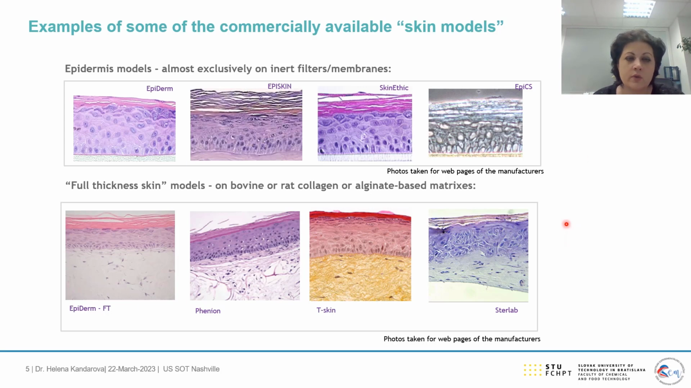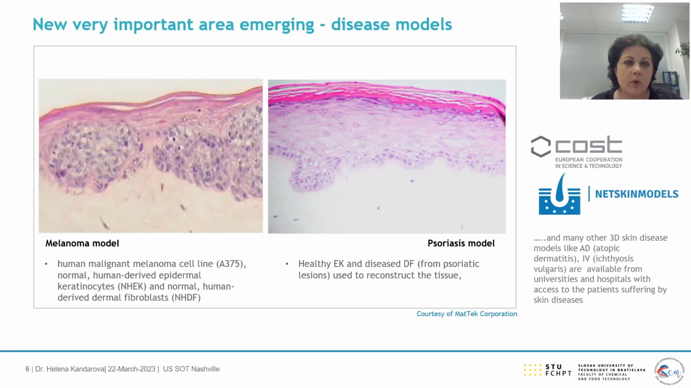As I mentioned, there are also full thickness models available that are usually constructed on layers of either bovine or rat collagen, or some alginate based matrices, or some proprietary matrices that are covered by the IPR of the companies. More recently, the companies are also exploring a new, emerging area, that are the disease models. Also here in this area, there is a lot of work that still needs to be done with regard to the creation and development of the models that would be really representing the human skin diseases.